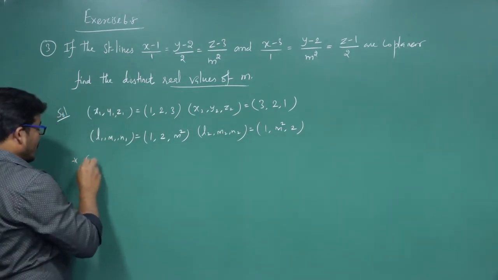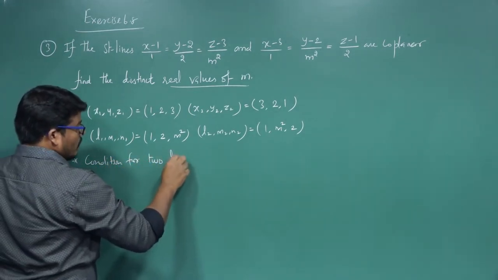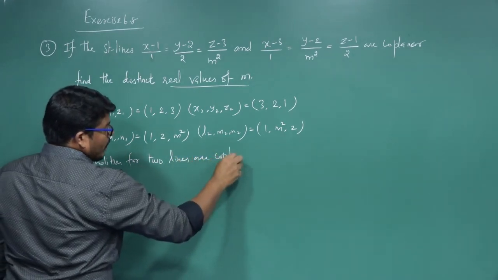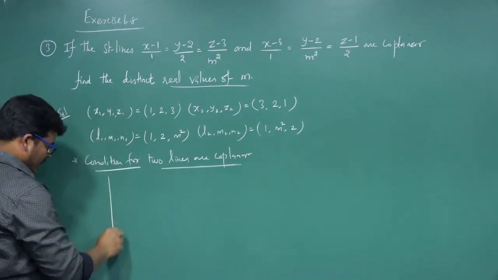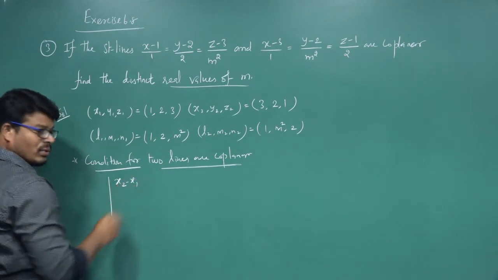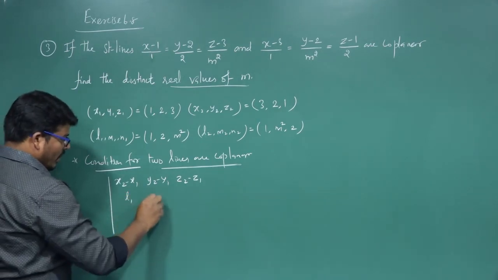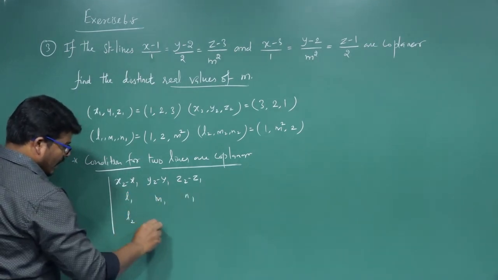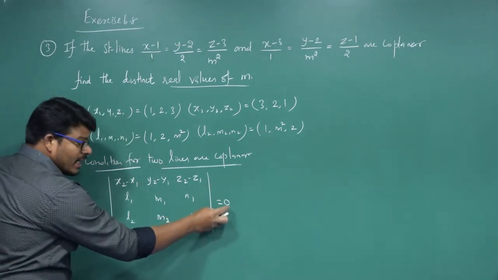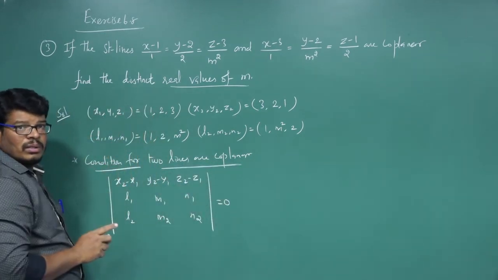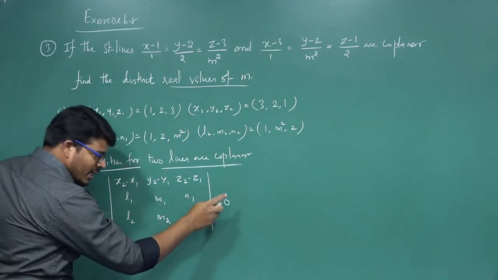The condition for two lines to be coplanar in Cartesian form is the determinant of x2 minus x1, y2 minus y1, z2 minus z1, L1, M1, N1, L2, M2, N2 equal to 0. Since the two straight lines are coplanar, this equals 0.